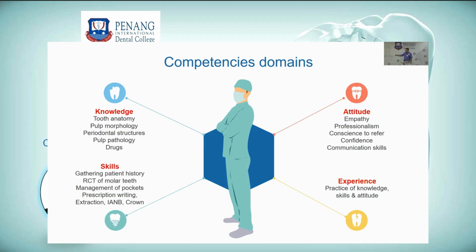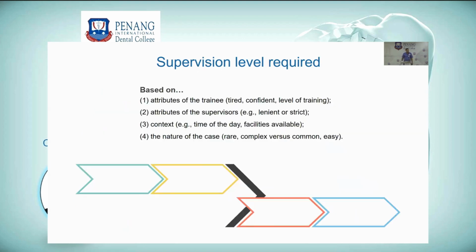In GED we do, in OMR we do. So we have sub competencies. For example, in perio scaling, we have sub competencies. We check things, a checklist, right? All right. So these are the competencies. Now, once you allocate this, you also need to supervise, correct? Now, supervision is based on these 4 factors. How is the trainee, right? How are his attributes? Is he tired?